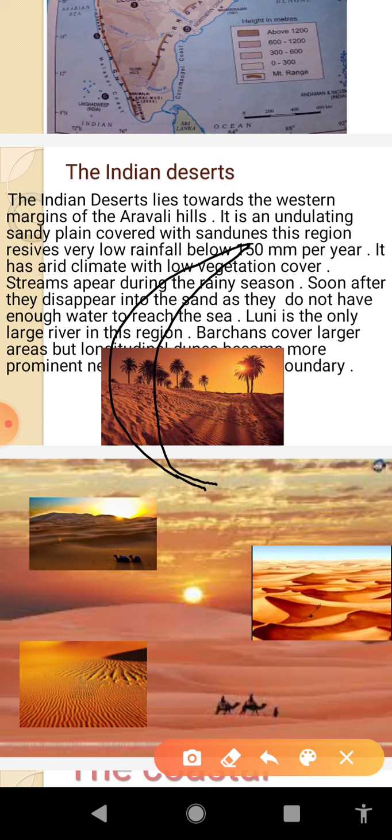Another point you can count here is that, as I have told you, in this area the amount of rainfall is very low, temperature remains very high throughout the year. So here we are getting one saltwater lake that is known as Sambhar Lake, and the water of this lake is used for preparation of salt. So these are some of the features which can be included as answer.